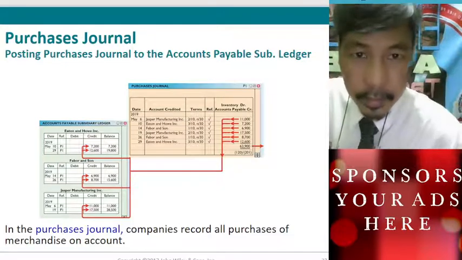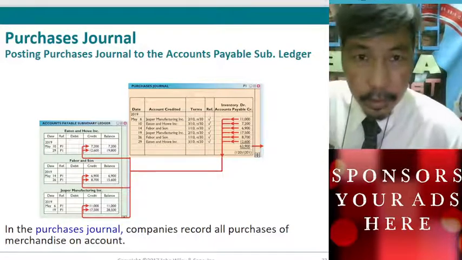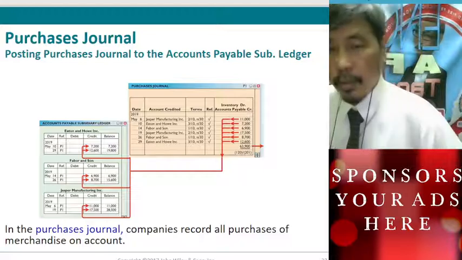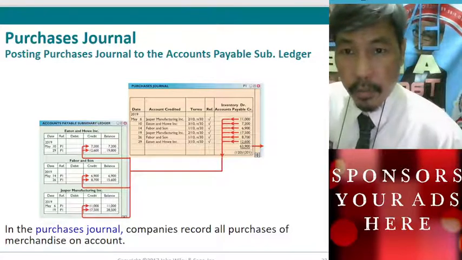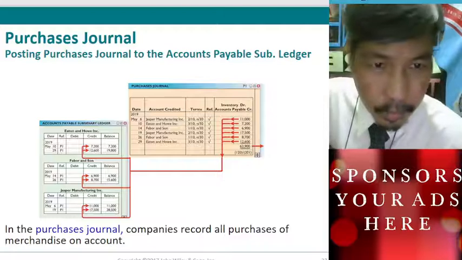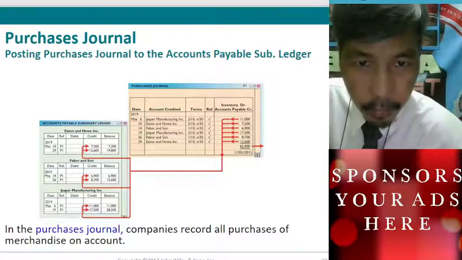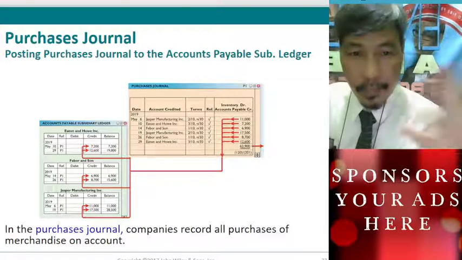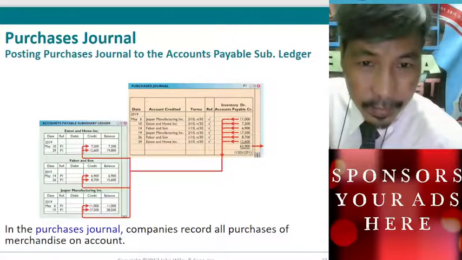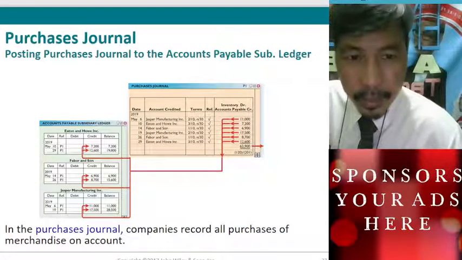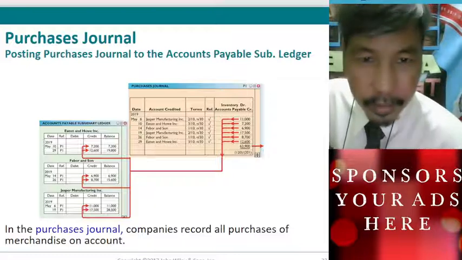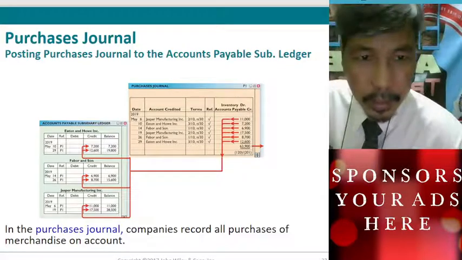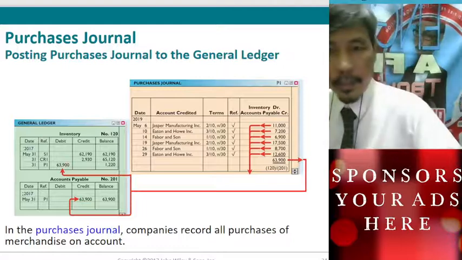Purchases journal. What about it? It's another special journal. You purchase, therefore you pay cash or pay on account. So it's either way. You have another subsidiary ledger for those creditors. This time they are not clients, but they are creditors. In the purchases journal, companies record all purchases of merchandise on account. So we have several purchases here, purchases or accounts payable.